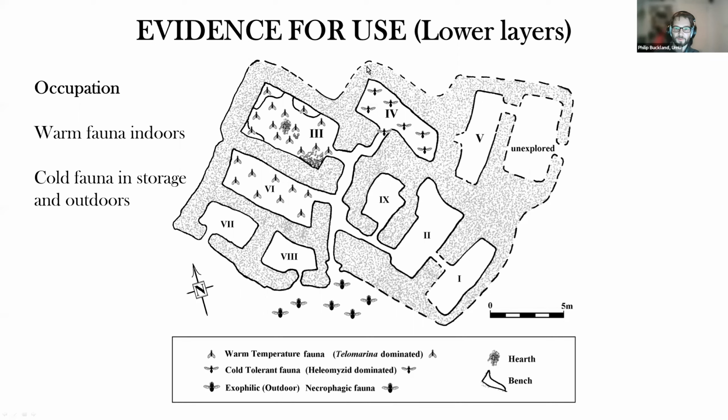But we have other rooms where there is a cold fly fauna, and so with the bone evidence we can interpret this as a storage room. And then we have all the sort of eating, decaying bodies and things outside, where basically they're throwing all the waste out of the door. These are calophorids mainly.